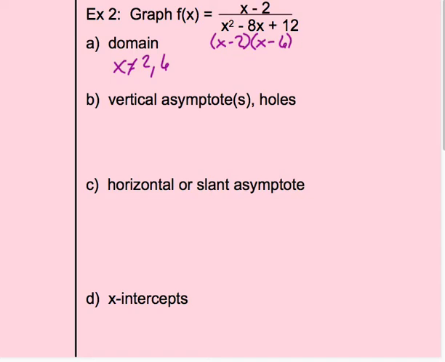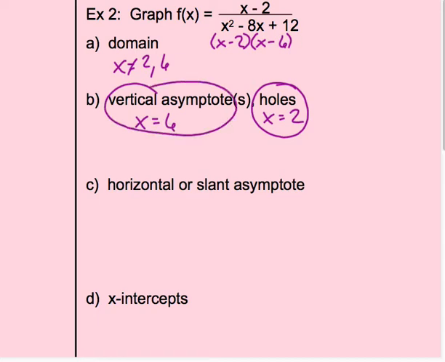Vertical asymptote: when I look at this function in factored form, I notice it has a common factor of x minus 2 in the numerator and the denominator. If we simplified this function, those would cancel. However, it's still a domain restriction of the original function, which leaves a hole in the graph at x equals 2. The other one that does not cancel, x minus 6, would be a vertical asymptote. So we have a vertical asymptote at x equals 6 and a hole in the graph at x equals 2.